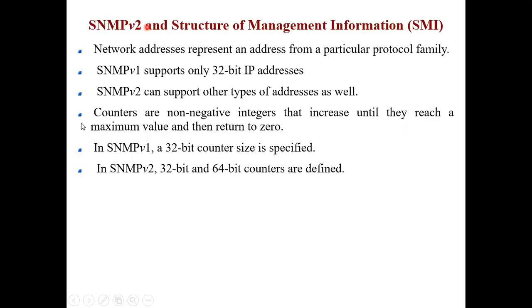So, SNMP version 2 and SMI. Here I think Saurabh was telling this: SNMP version 1 was supporting only 32 bits of IP address. All these slides will give you the difference between version 1 and version 2. Only 32 bits of IP address was supported by version 1. Version 2 can support other types of address as well, more than 32 bits, so a wide range of addresses it can cover.